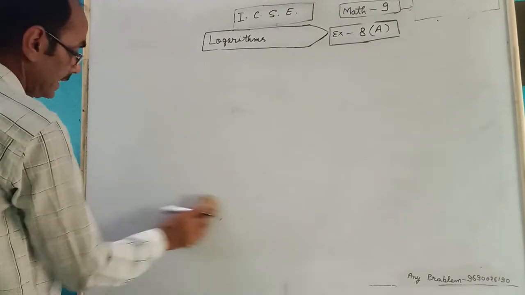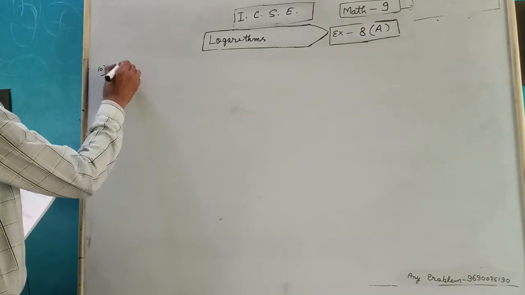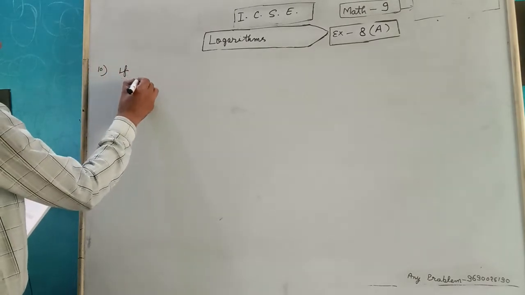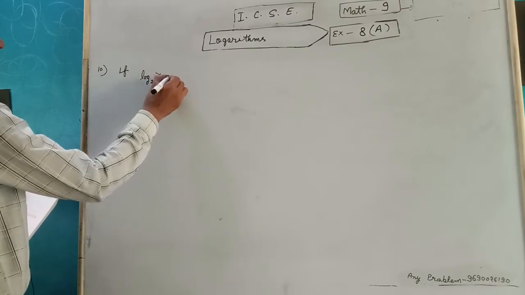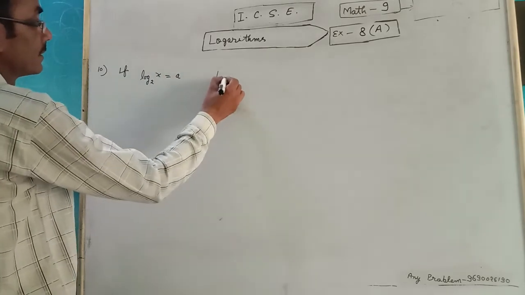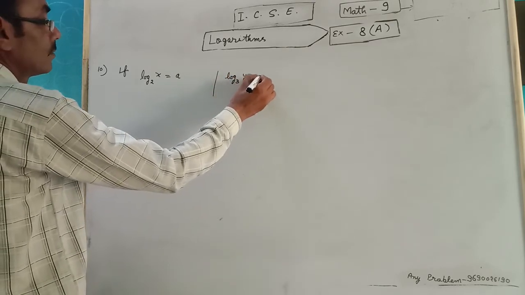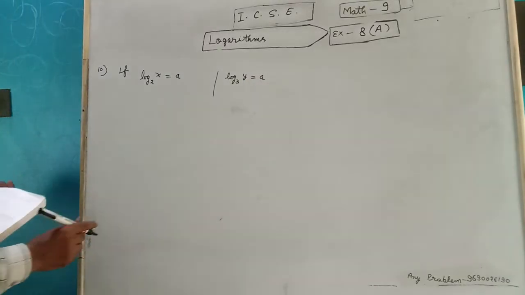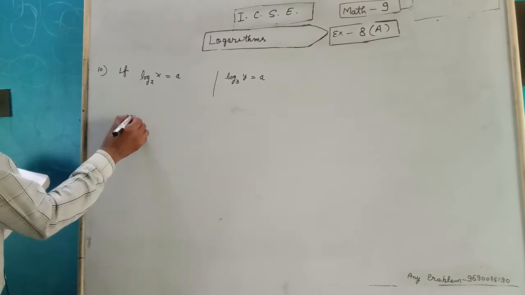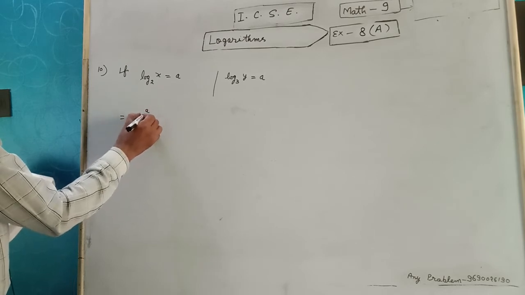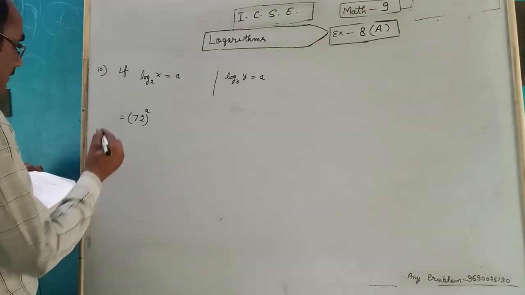Question number 10. If log base 2 of x is equal to a and log base 3 of y is equal to a, write 72 as power a in terms of x and y.